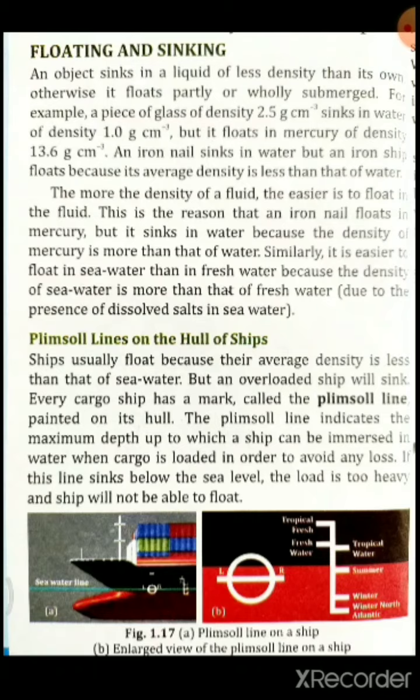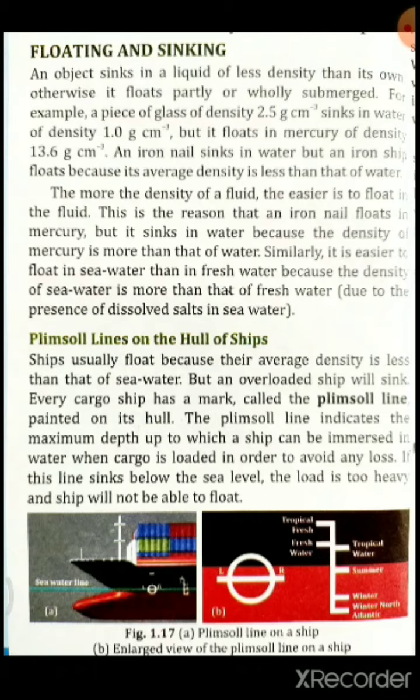The more the density of a fluid, the easier it is to float in the fluid. This is the reason that an iron nail floats in mercury, but it sinks in water, because the density of mercury is more than that of water. You keep it in your mind. Similarly, it is easier to float in sea water than in fresh water. What is the reason? Obviously the density of sea water is more than that of fresh water, due to the presence of dissolved salts in sea water. That is the reason behind that.